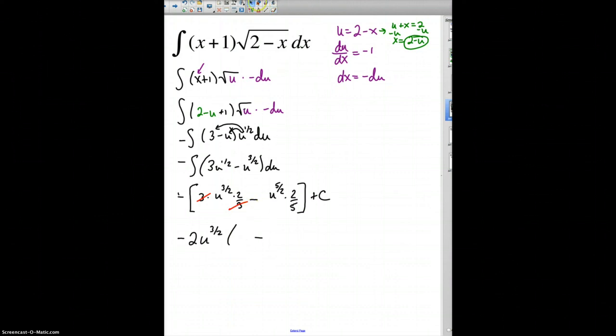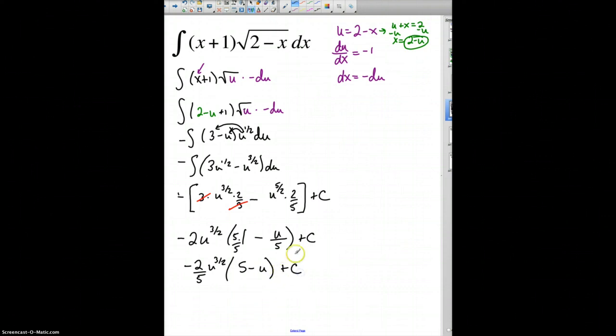Don't forget, you have to leave something there. So I already pulled the 2 out, and I pulled out the u to the 3/2, so there's nothing left from that except a 1. This one, the 2 is out. I still have the 5 in the denominator, and u to the 3/2 pulled out of here leaves me u to the 2/2, which is u to the 1st. Thinking the book's not going to like this fraction, so multiply this by 5/5 and pull out the 1/5. So it's negative 2/5 u to the 3/2 times 5 minus u plus c.